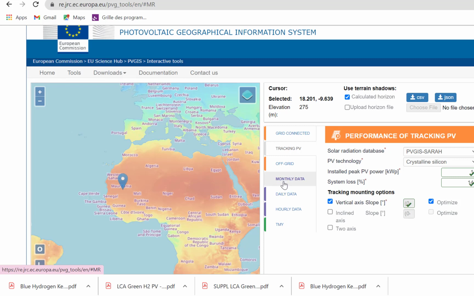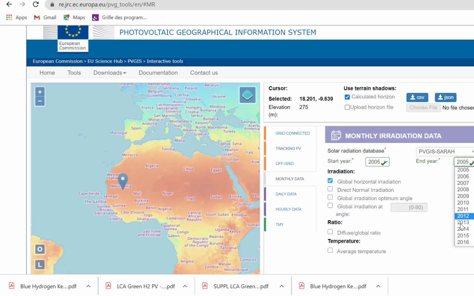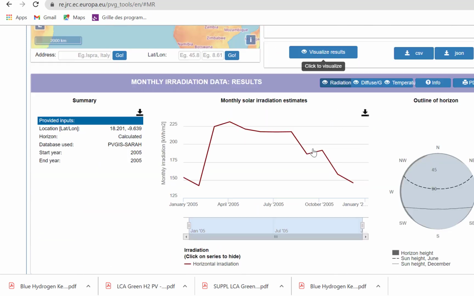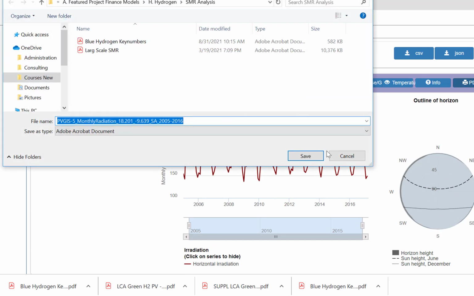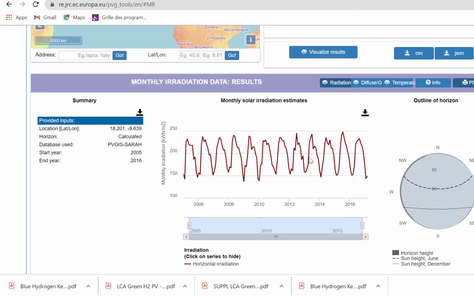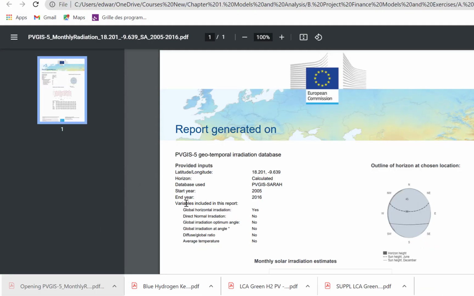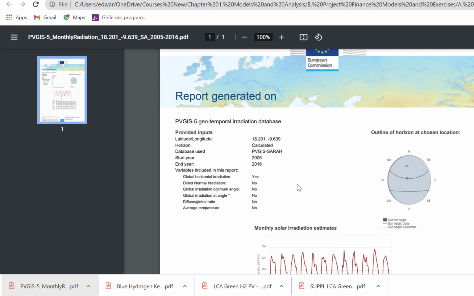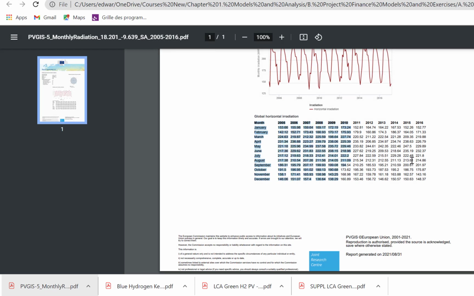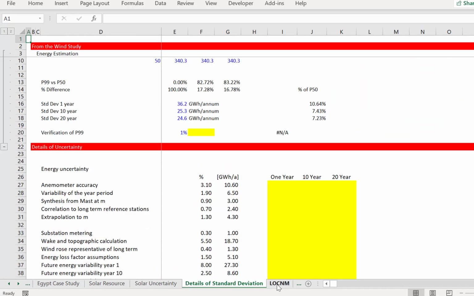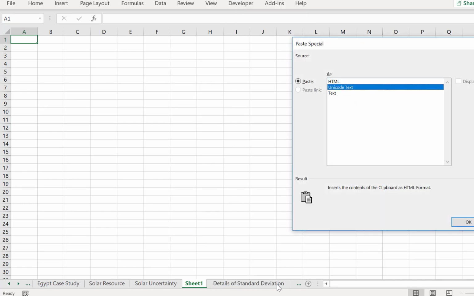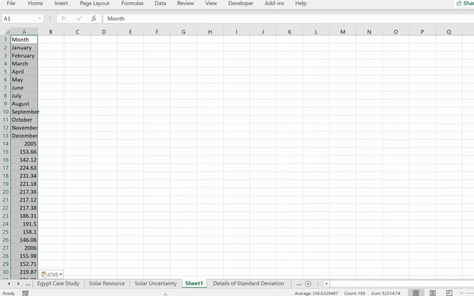But then we go to the monthly data, and on the monthly data, you can put in different years and get this. This time, it doesn't give you the numbers. And then we go to this one, and I'll leave it in this folder. Then we open that, and you go over here, and you get the data, and you throw it into your Excel file, and you paste special as Unicode text, and you get one of these things.